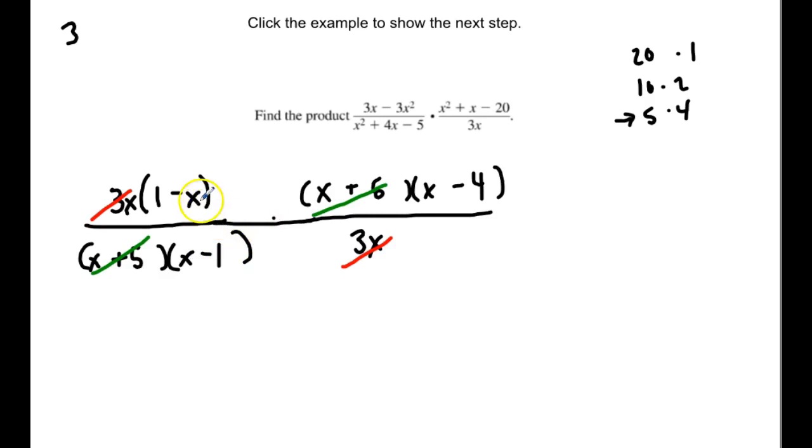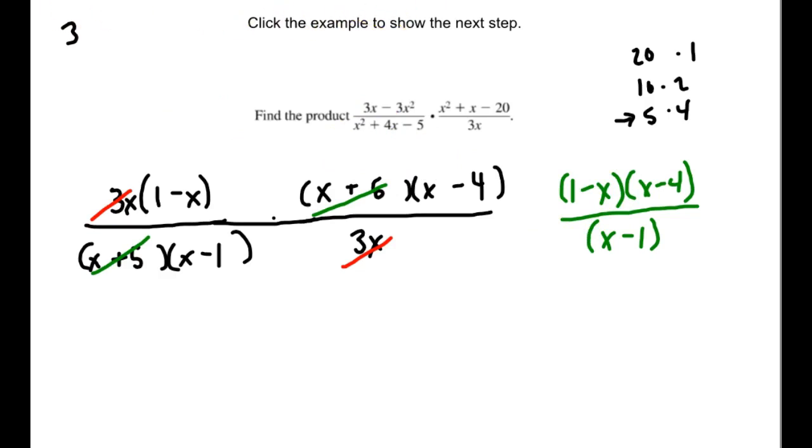Okay, so here's some of the things that I'm left with, right? I'm left with 1 minus x times x minus 4 over x minus 1. So you see that this x minus 1 is different than this 1 minus x. They are very different things, and I cannot simplify them or cancel them out as they're written just like this.